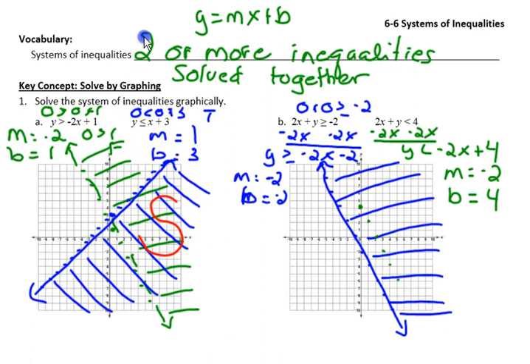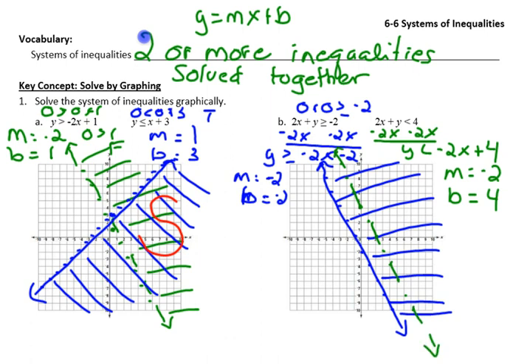So if you notice, these lines are actually going to end up being parallel to each other since they have the same slope. But that doesn't mean that there's no solution. All right, we have to see where the shading ends up. This time I don't have a line, so when I connect them, I have to do so with a dotted line.